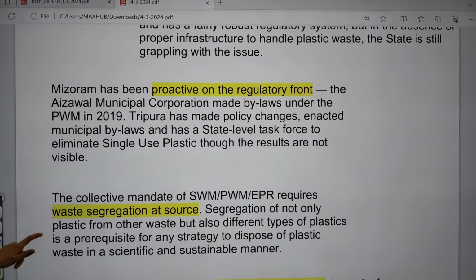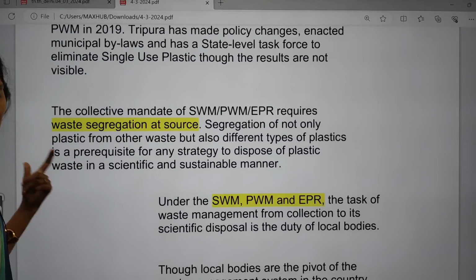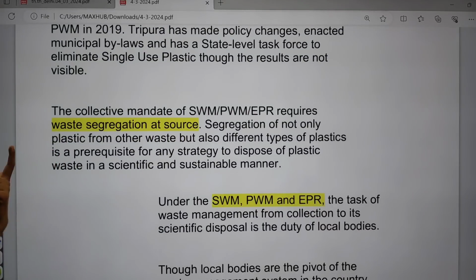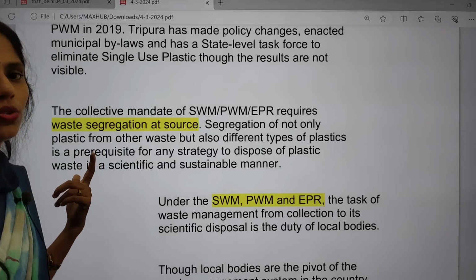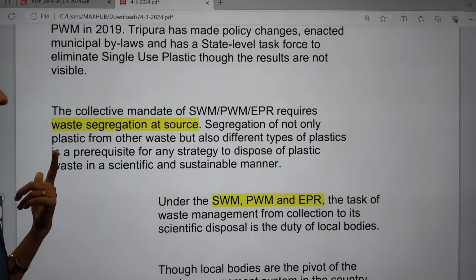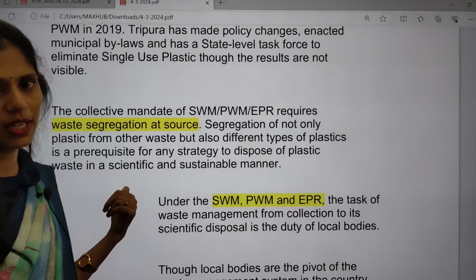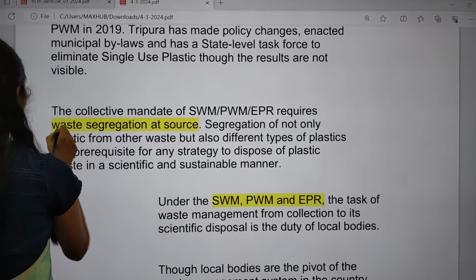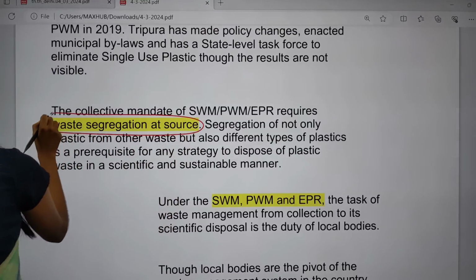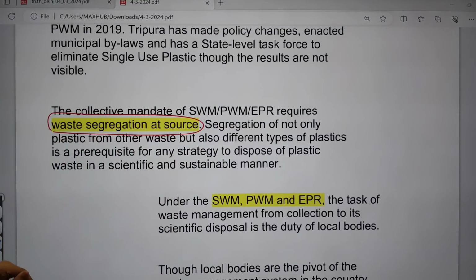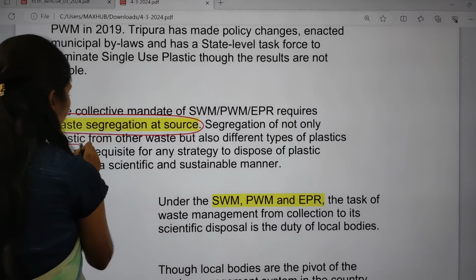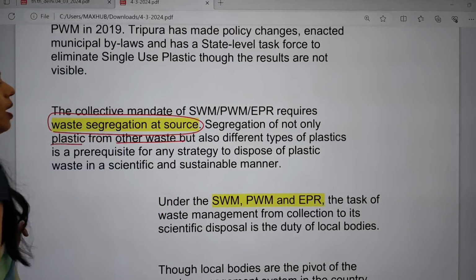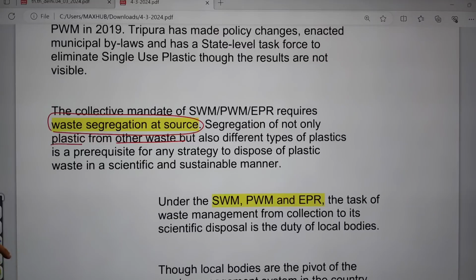And next, we have lots and lots of acts like the Solid Waste Management Rules, the Plastic Waste Management Rules, and we have EPR, that is Extended Producer Responsibility. They require waste segregation at source, segregation of not only plastic from other waste but also different types of plastics.